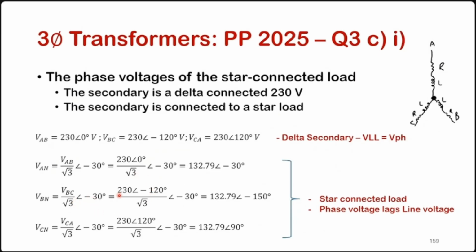Remember, you're noting the spatial angle by which they are separated. For delta, the line voltages are spatially separated by 120 degrees. The same thing here: one is minus 120 and the other plus 120. And obviously you have your minus 30 degrees, by which the phase voltage lags your line voltage. Same thing with the C phase, and you get the angle.